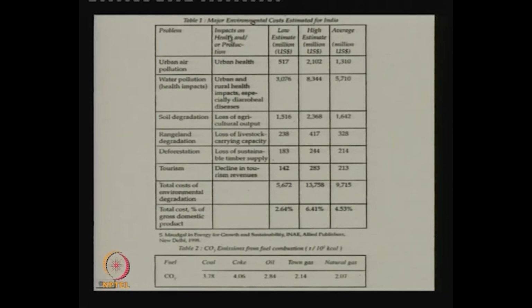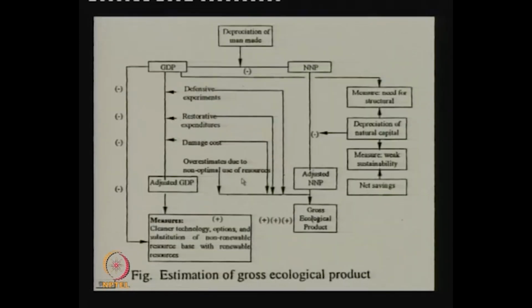And these impacts, if we analyze properly, we will find what is the financial implication of those impacts: impact on health, impact because of loss of agricultural output, loss of livestock carrying capacity, etc. And then I invoked the concept that if you are talking about a GDP, you have to take out many things: defensive expenditure on defensive steps, expenditure on restorative steps, damage to capital, etc., and then we should calculate a gross ecological product.